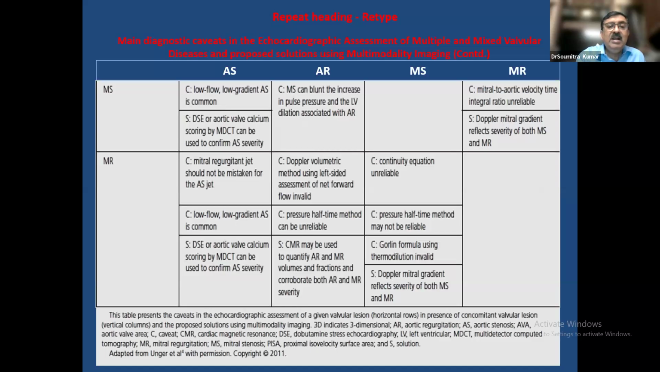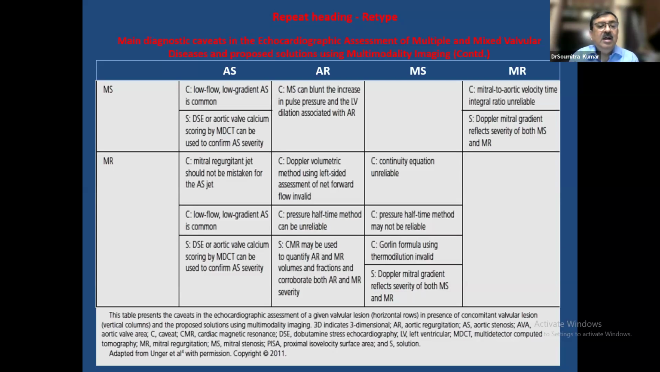AS-AR can lead to blunting of the pulse pressure in the presence of AR and LV dilatation associated with AR. So we have to again look very critically at the other features like vena contracta and Doppler reversal of flow. And with MR, we have to look at the Doppler mitral gradient because an increased gradient reflects the severity of both MS and MR. And we can have a look at the PISA method to assess the severity of MR.